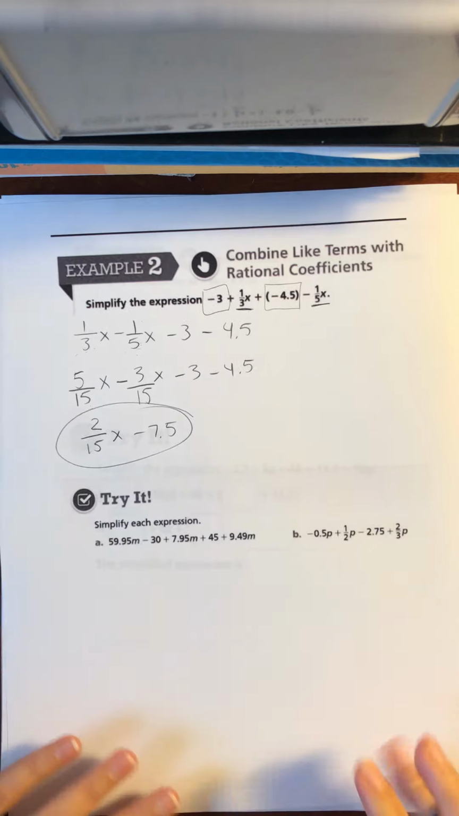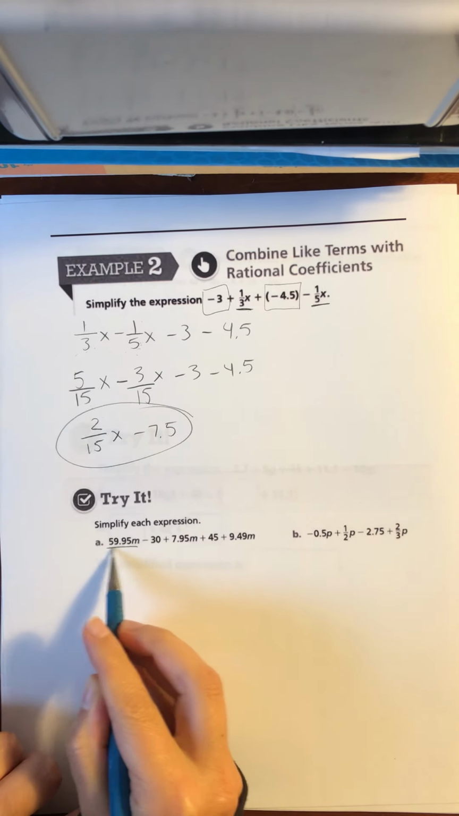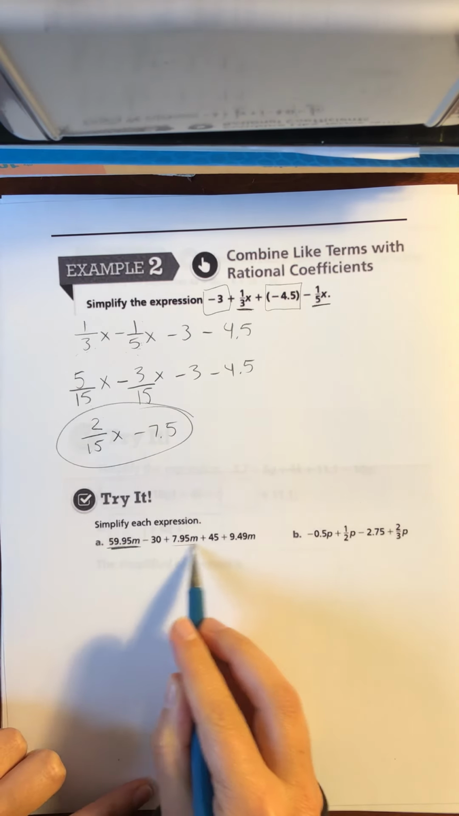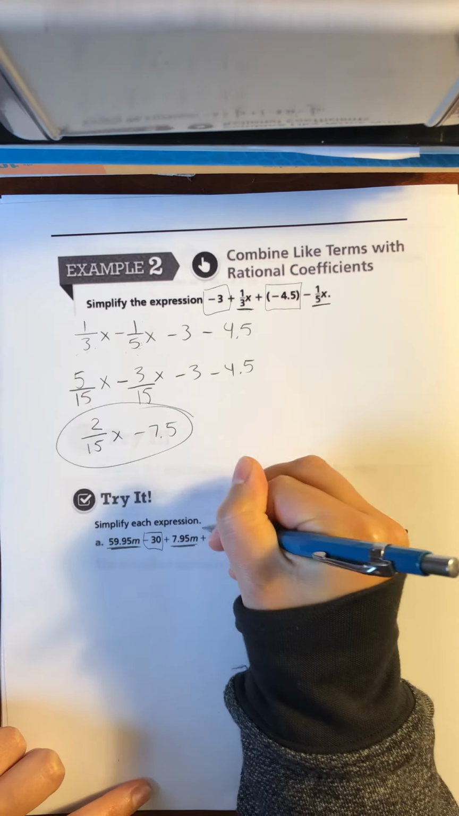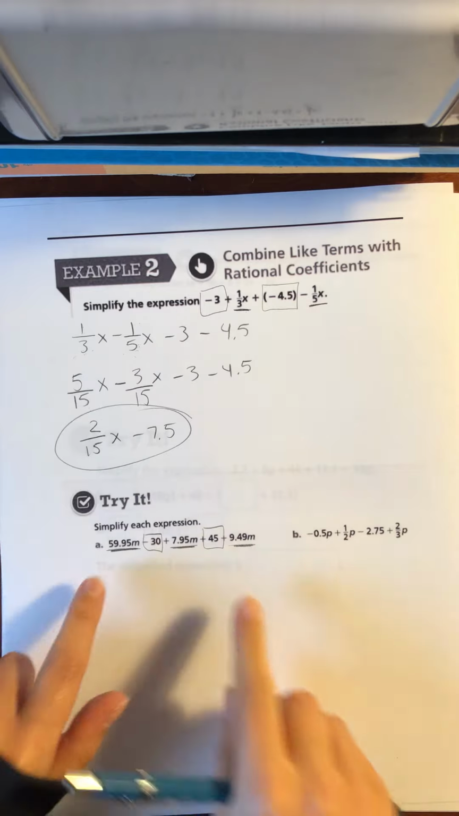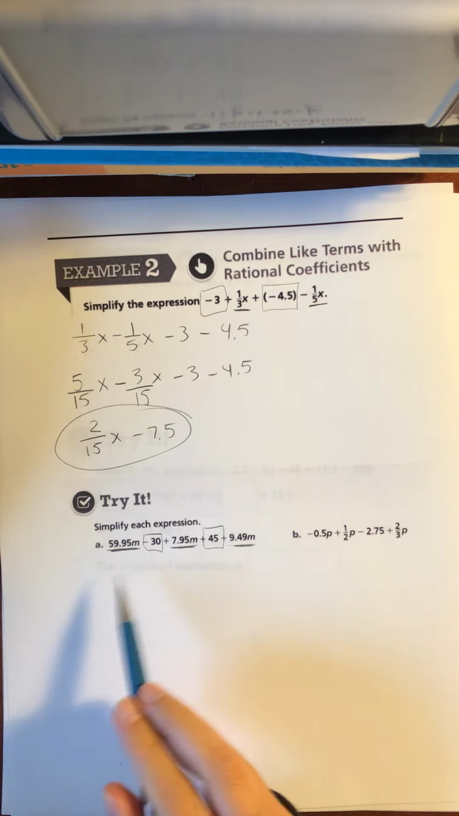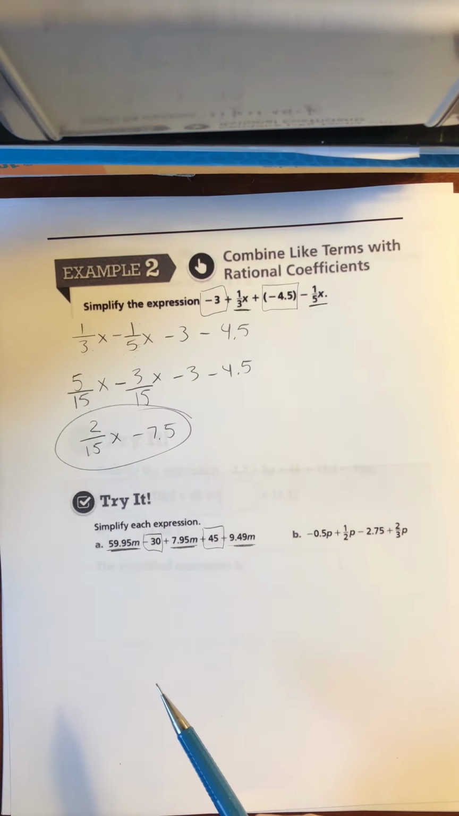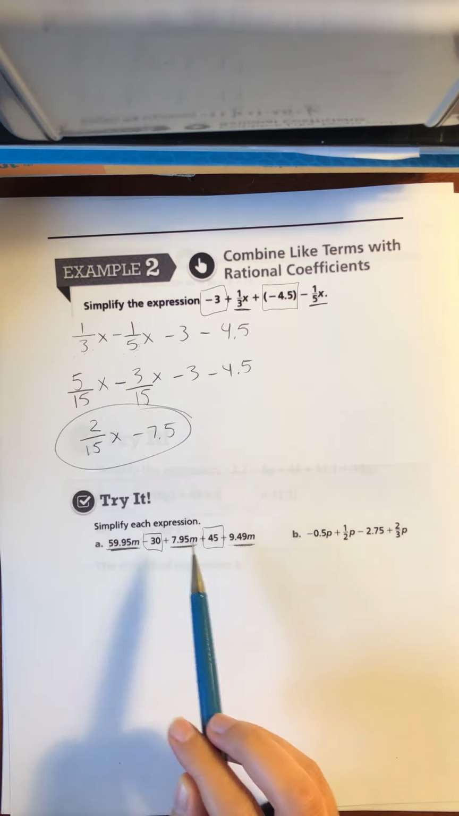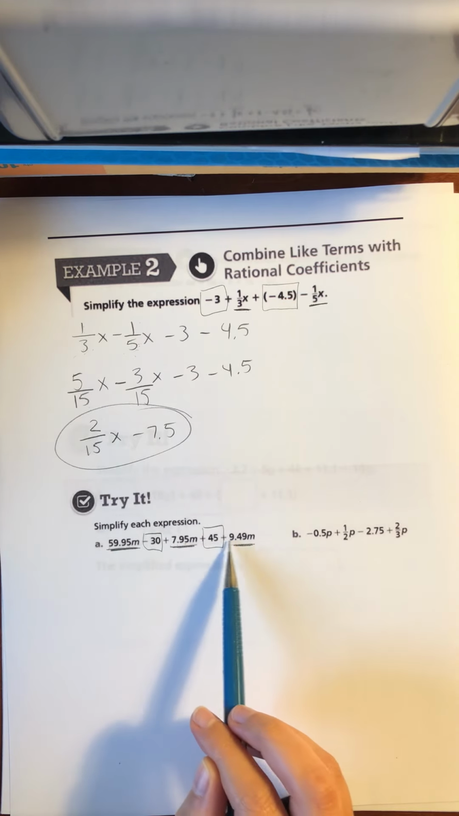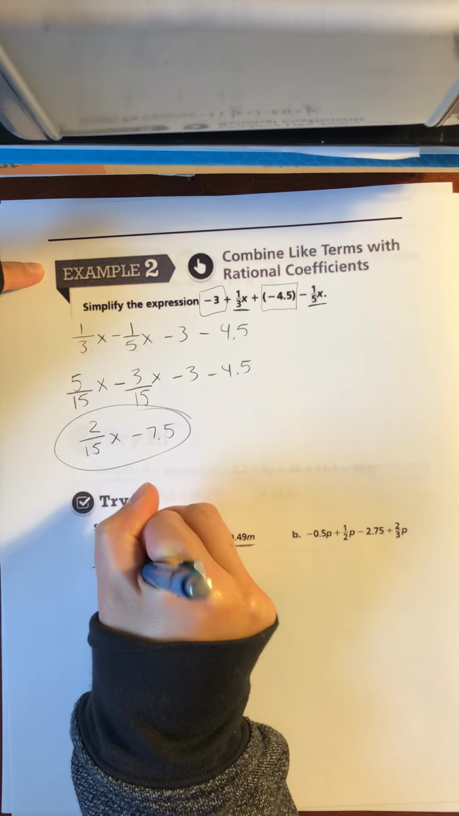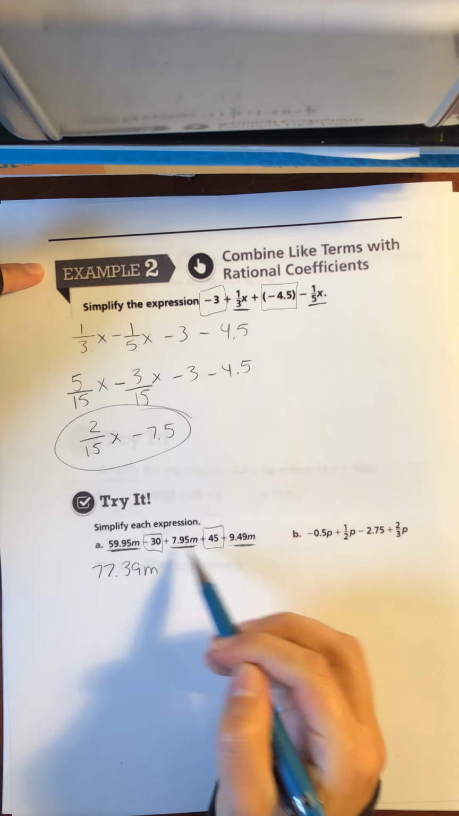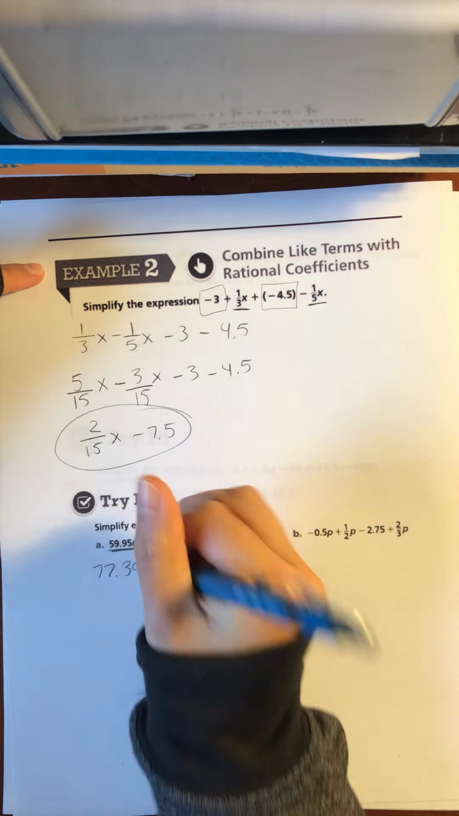Next, I'm going to underline 59.95 m, 7.95 m, and 9.49 m, and I'm going to box negative 30 plus 45. So this is what I mean about the calculator. I don't expect you to do all that in your head. Just get out a calculator. 59.95 plus 7.95 plus 9.49. If you do that in the calculator, it's 77.39 m. Negative 30 plus 45 is positive 15.